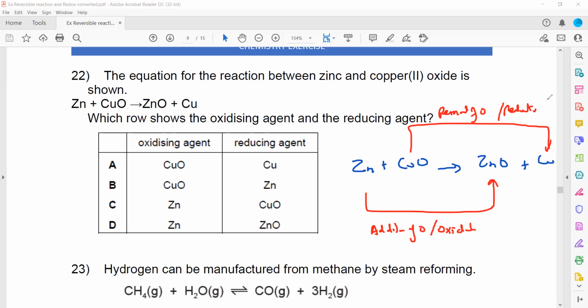And the substance in which reduction happens is an oxidizing agent, and the substance in which oxidation happens is a reducing agent. So they're asking which is the oxidizing agent. So the oxidizing agent is copper oxide. And which is the reducing agent? The substance in which oxidation happens is a reducing agent. So zinc is a reducing agent. So copper oxide and zinc, it matches with option B.